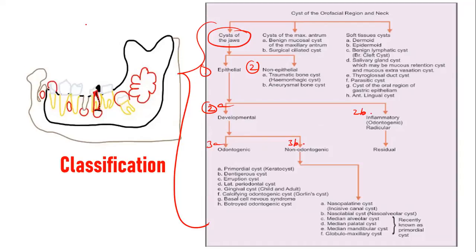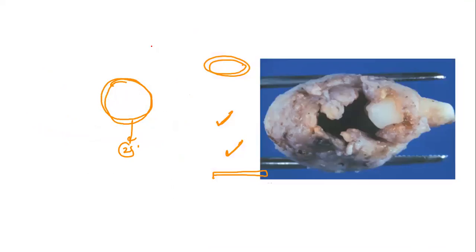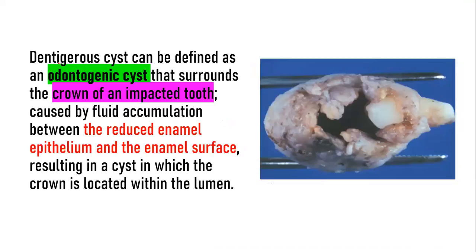Right? So the cyst of our concern today is the dentigerous cyst. And as you can see, this is an odontogenic cyst of developmental origin, which is lined by epithelium. In this diagram, it is represented by the second picture. So, starting with the definition: a dentigerous cyst can be defined as an odontogenic cyst that surrounds the crown of an impacted tooth, caused by fluid accumulation between the reduced enamel epithelium and enamel surface.